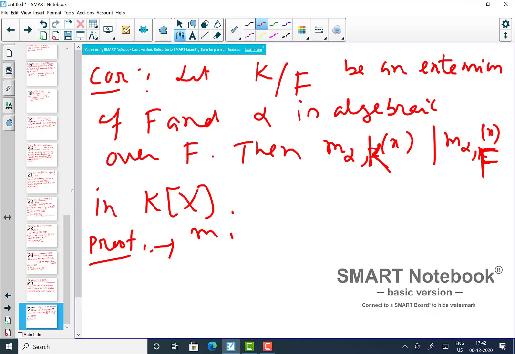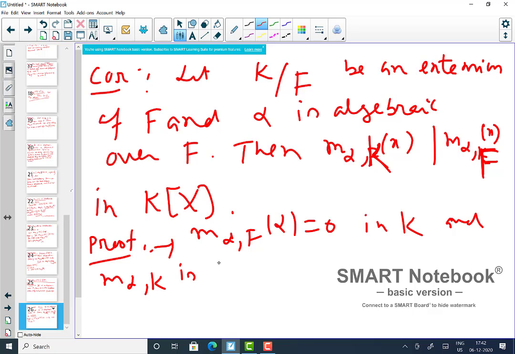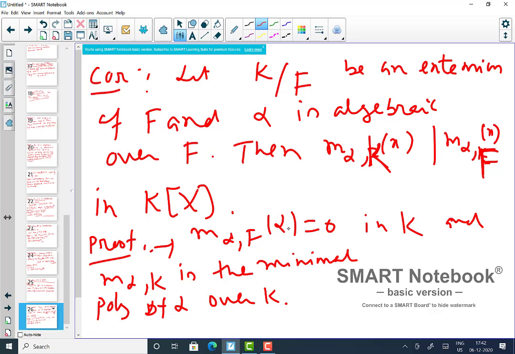So what is the proof? m_alpha,F(alpha) is 0 in K, and m_alpha,K is the minimal polynomial of alpha over K, right? So by the previous theorem, any polynomial satisfied by alpha must be divisible by the minimal polynomial. So this is a simple proof. m_alpha,K divides m_alpha,F.